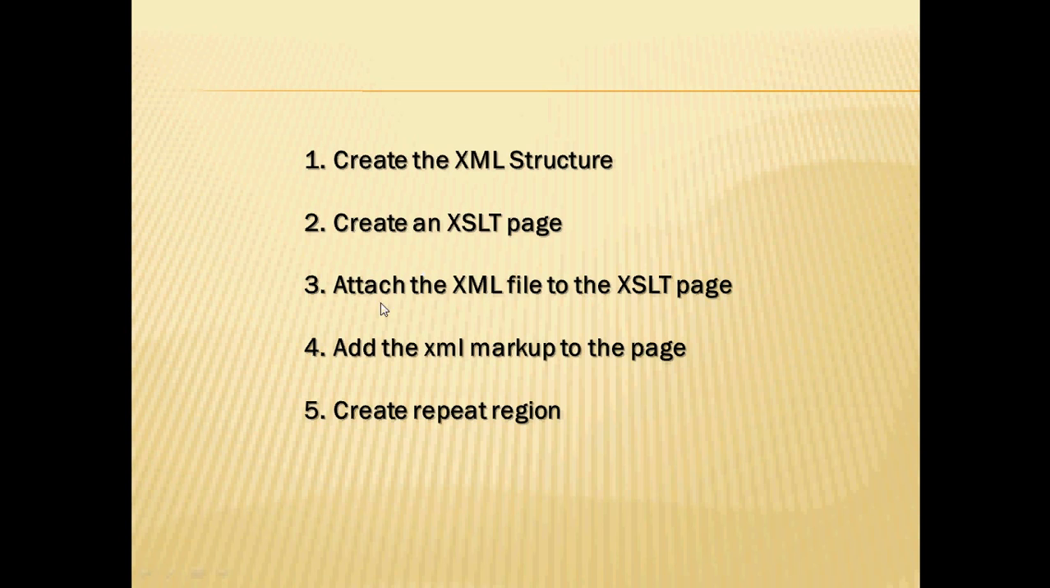So this attachment is very important, and then you want to add XML markup to the page, this time to the XSLT page. And now you create repeat regions, and after that, if you preview the resulting XSLT page, a HTML page is generated for you.